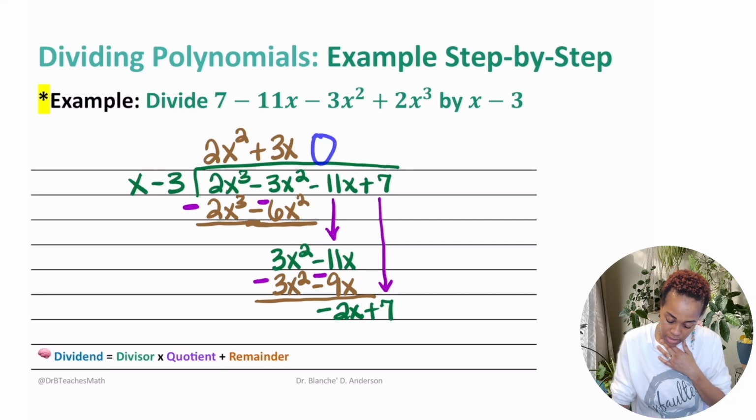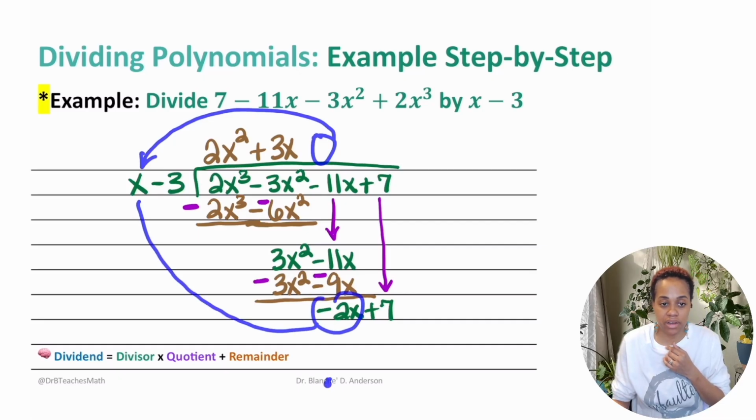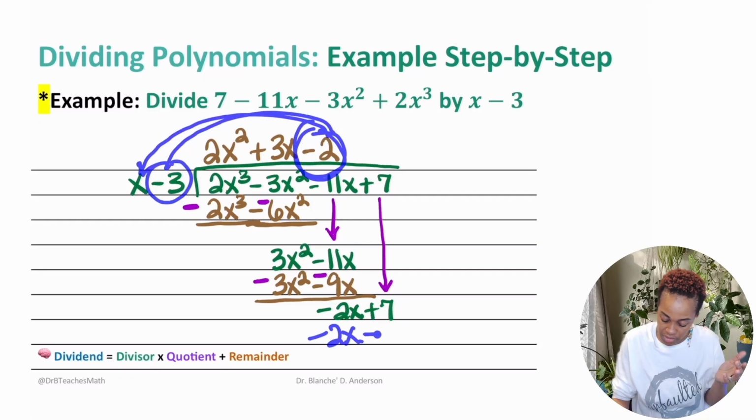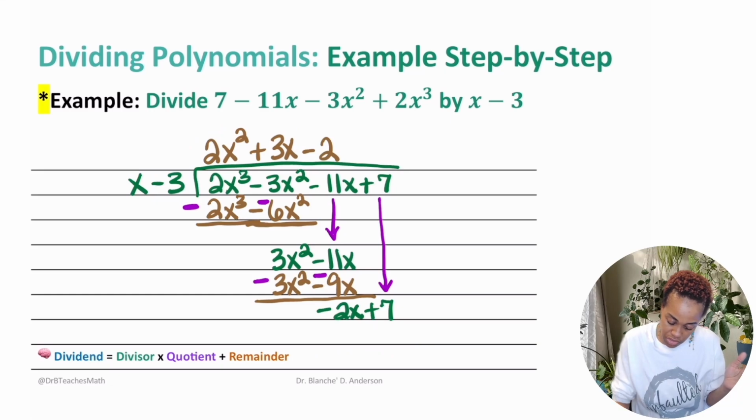Now, what times x gives me a minus 2x? A minus 2, right? So we have minus 2 times x, which gives me a minus 2x. And then a minus 2 times the minus 3 is going to give me a positive 6. Y'all see that? Because a negative 3 times a negative 2 is a positive 6. And a negative 2 times x is the minus 2x. So this is going to be a minus 2x plus 6.